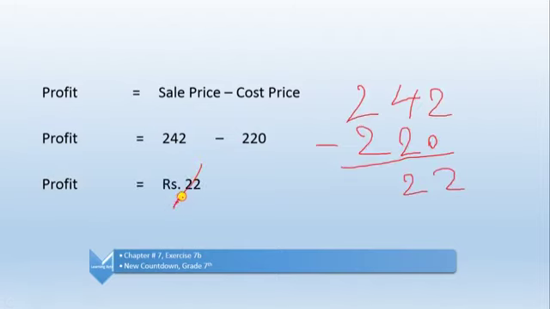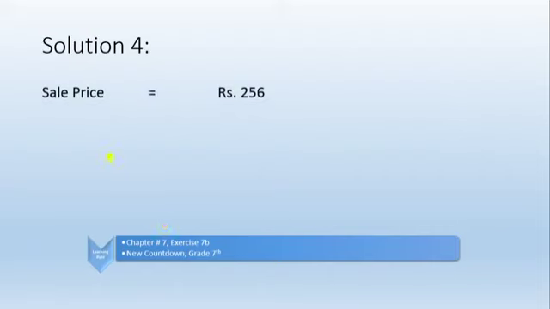Now let's solve the last part of this question. In this part we are given sale price, which is 256 rupees, and profit, which is 56 rupees, and we will have to find profit percentage and cost price. So let's solve this part of the question. Sale price is equal to 256 rupees, profit is equal to 56 rupees, and we don't know cost price and profit percentage.